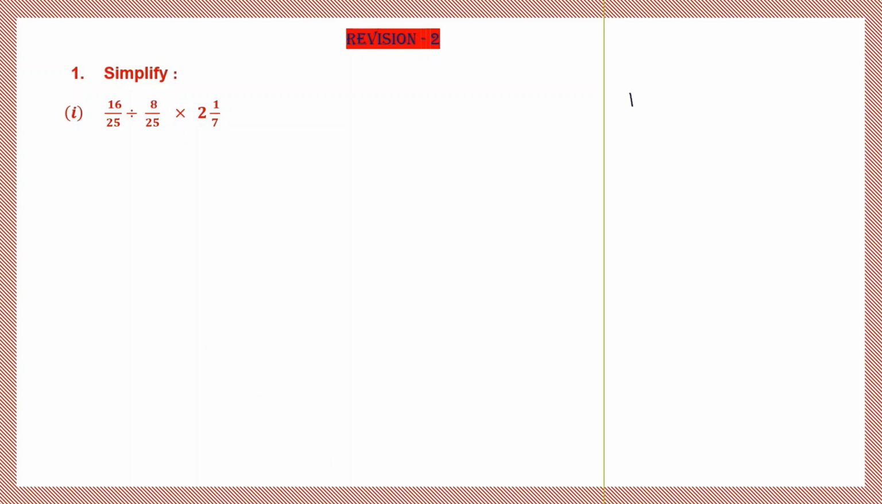So BODMAS. Brackets: if you have brackets, that should be done first. Then the second one is "of". If you have the word "of", that has to be done second. Then you must do division. This is the order to follow. So first brackets, of, division, multiplication, addition and subtraction.